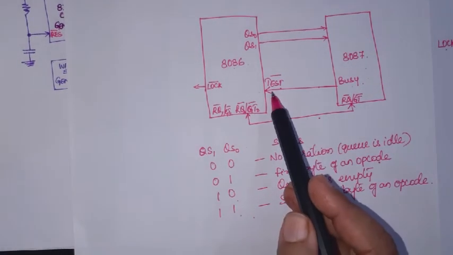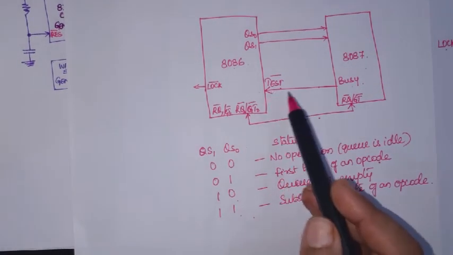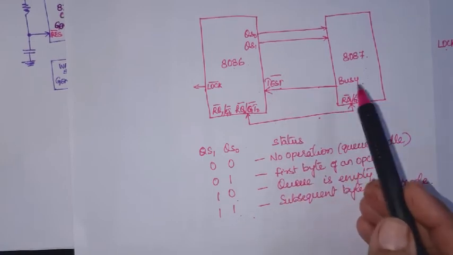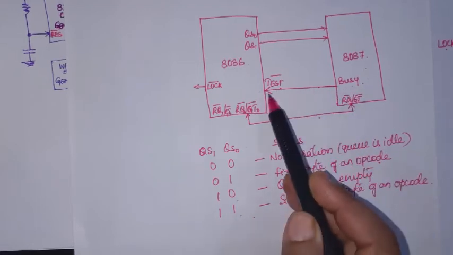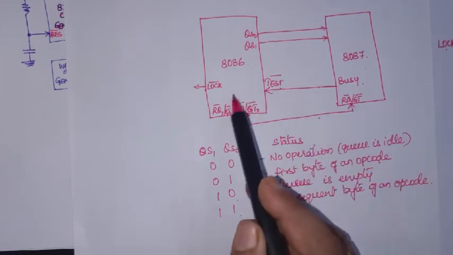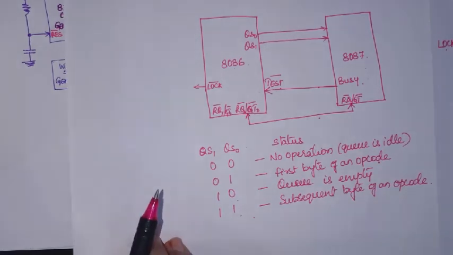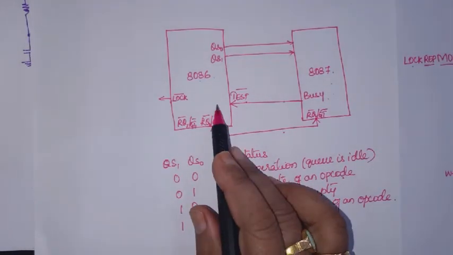Then test bar. Test bar is like the busy pin of the 8087 coprocessor, and it is given as input to the test bar pin of the 8086 processor. This is an input to the processor.